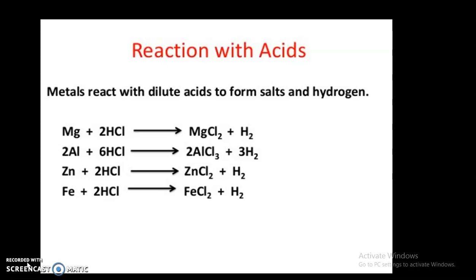Hydrogen gas is produced whenever there is a reaction between a metal and a dilute acid. Here, as you can see in the reaction, magnesium, aluminium, zinc and iron are shown, and these are going to react with dilute acids. Here we have taken hydrochloric acid, but we can take sulfuric acid also. Magnesium with hydrochloric acid forms magnesium chloride, and H2 gas is released. So these are the reactions as you can see here.